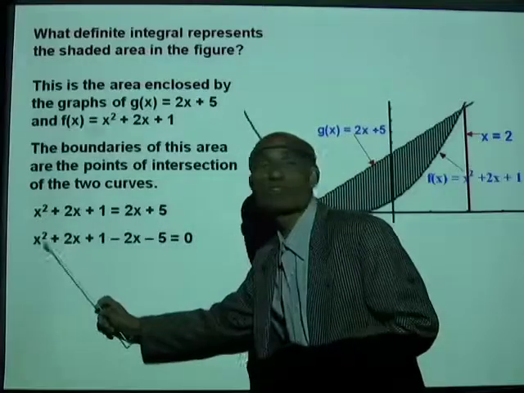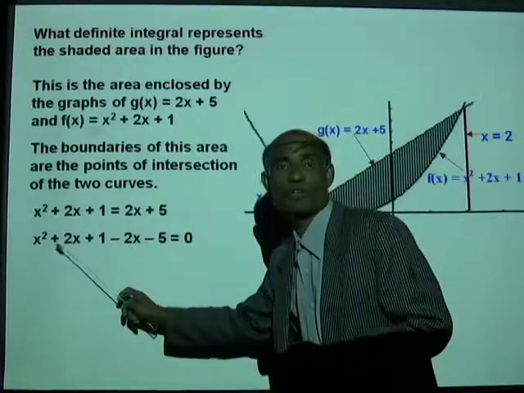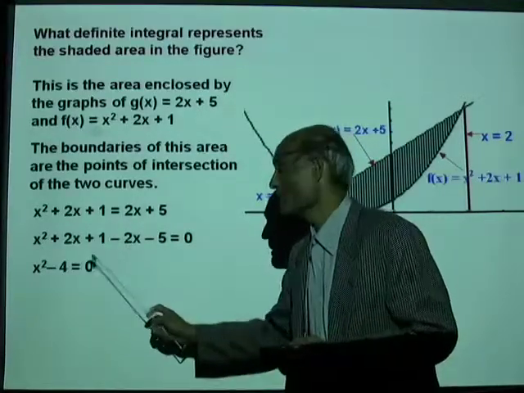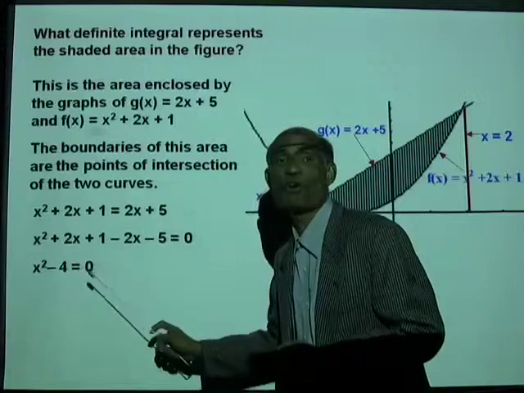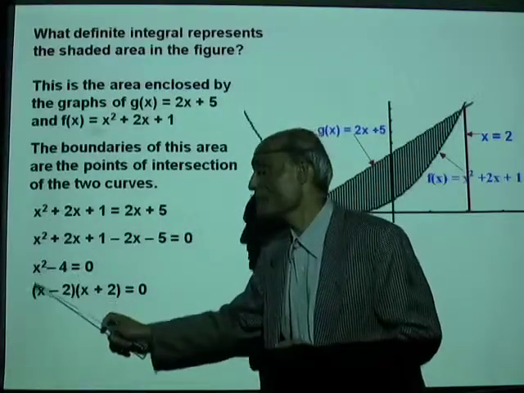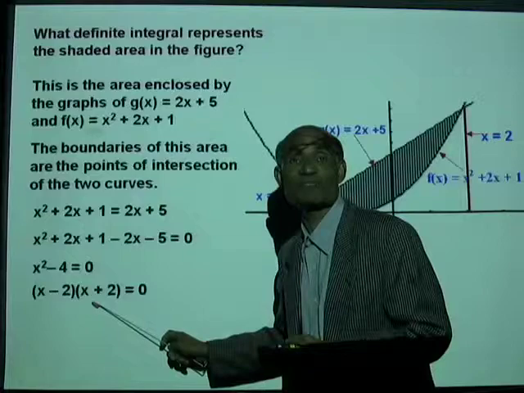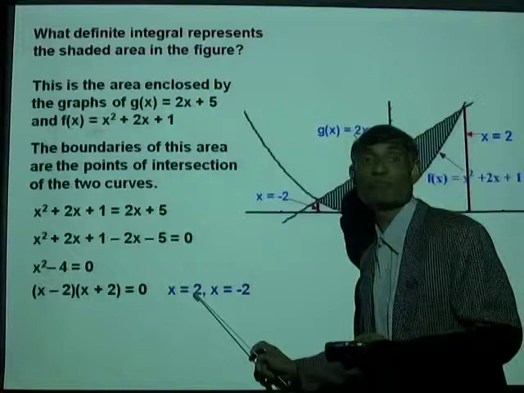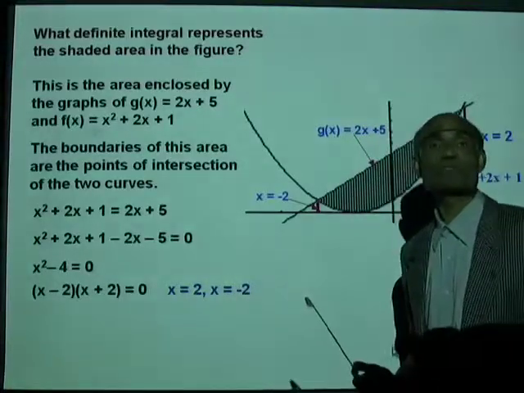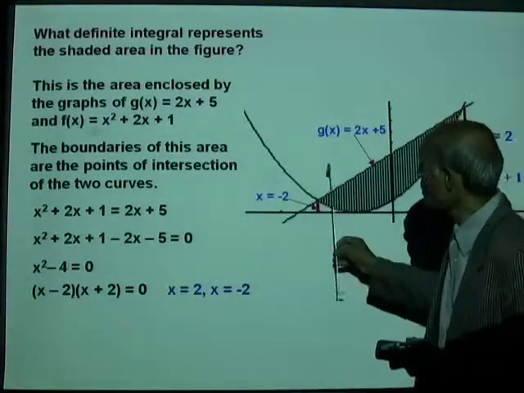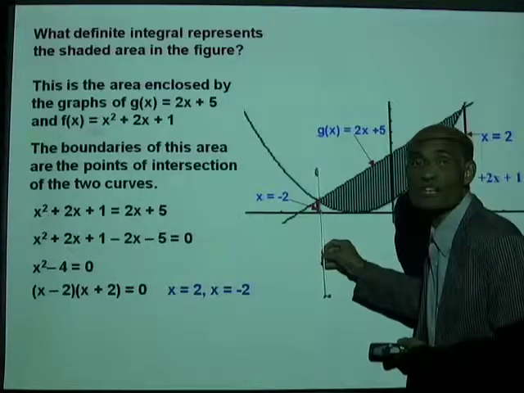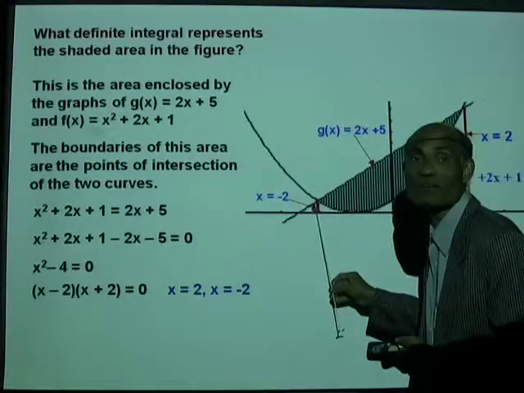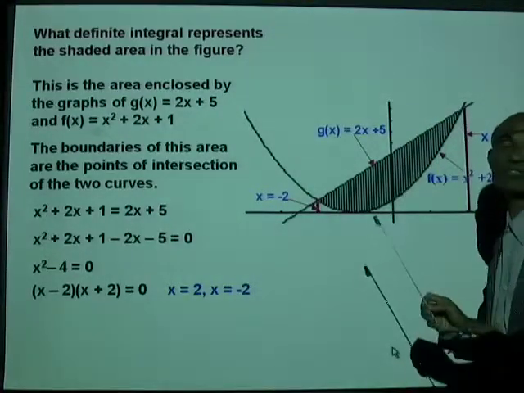Now, solve this equation. Follow these steps. I just moved these terms to the left. And now, combine terms. That gives you x squared minus 4 equal to 0, which is x minus 2 times x plus 2 equal to 0. Gives you x equal to 2 as one value, and x equal to -2 as the other value. That means one point where they intersect is x equal to -2, and the other is x equal to 2.